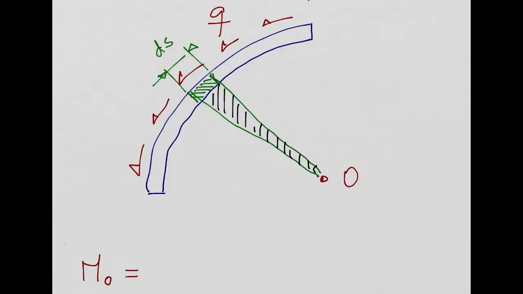Let's say that the distance from here to here is a radius, r. So how can I calculate the contribution? I'm going to call it dM0, the contribution to the moment about point O produced by this very small element in green in the figure, with length ds and thickness t. The wall has thickness t.